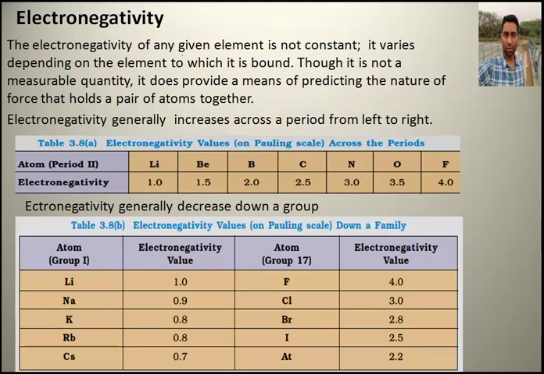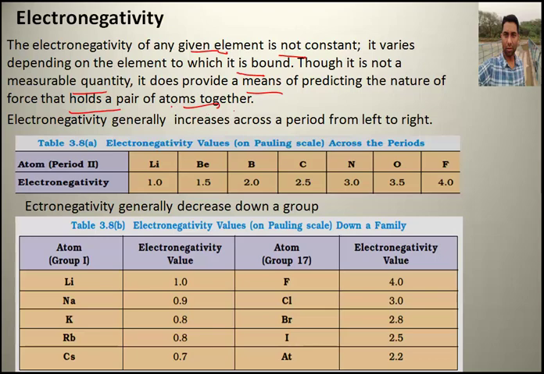The electronegativity of any given element is not constant. It will depend on the element with which it is bound, right? Both the elements will have different electronegativities. As a result, the nature of the bond will be determined as per their difference. Although it's not a measurable quantity, it provides a means of predicting the nature of the force that holds a pair of atoms together, right?